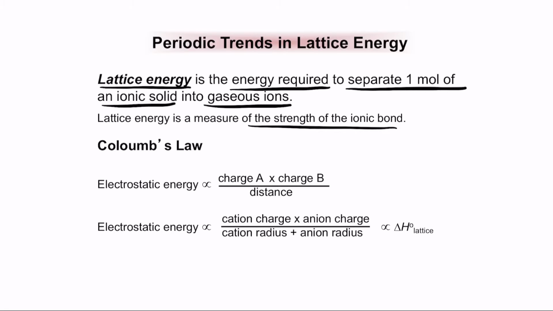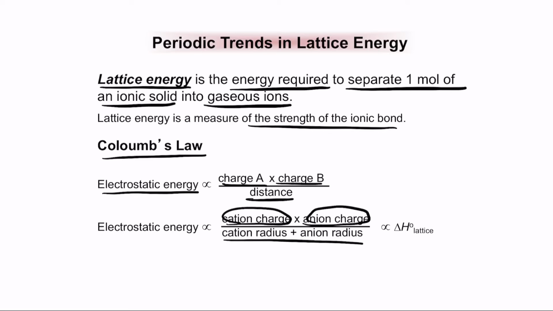One way we can measure the strength is by Coulomb's law. Coulomb's law states that the electrostatic energy is proportional to the product of the charges and inversely proportional to the distance between them. So in terms of the actual ionic bond itself, it's proportional to the cation charge and the anion charge, and it's inversely proportional to the distance between the two charges. When you have large atoms, there is less electrostatic energy. The smaller the atoms, the larger the electrostatic energy. In terms of the ions, the higher the charge, the higher the energy.